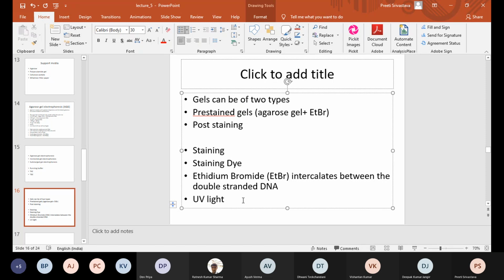Now this EtBr is a carcinogen, it is a mutagen. So whenever you are performing experiments with pre-stained gels, or whenever you are handling ethidium bromide, make sure that you wear gloves, because this is a potent mutagen and carcinogen. So it's dangerous.